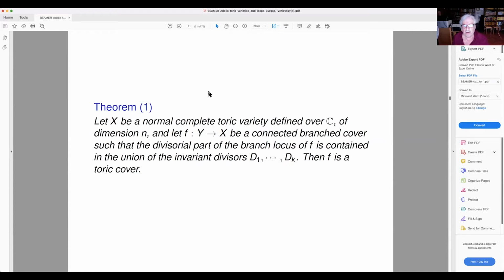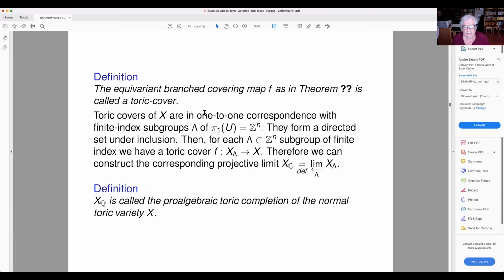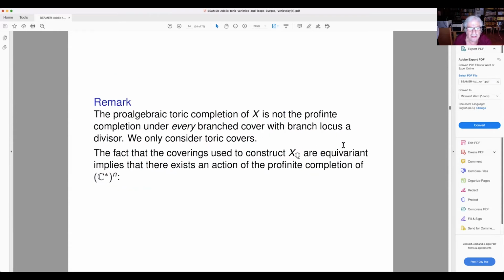Toric coverings are important because I want to take the inverse limit, not just of any branch coverings, but actually toroidal branch coverings. And this theorem established that if you take the inverse limit, any branch cover of this type is also a toric variety. And therefore, we are going to take the inverse limit of that. This is important because what I want to take is a family of branch coverings and take the inverse limit.